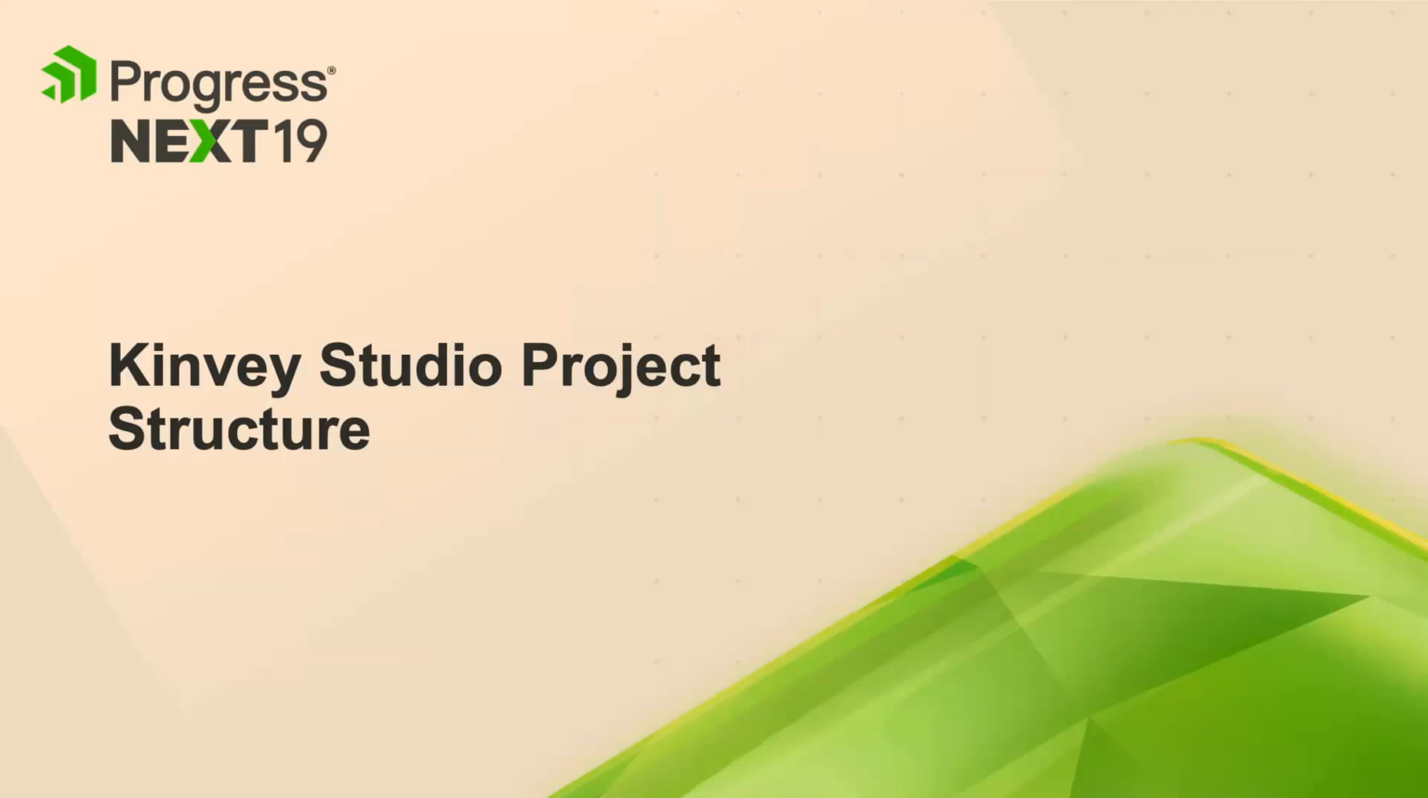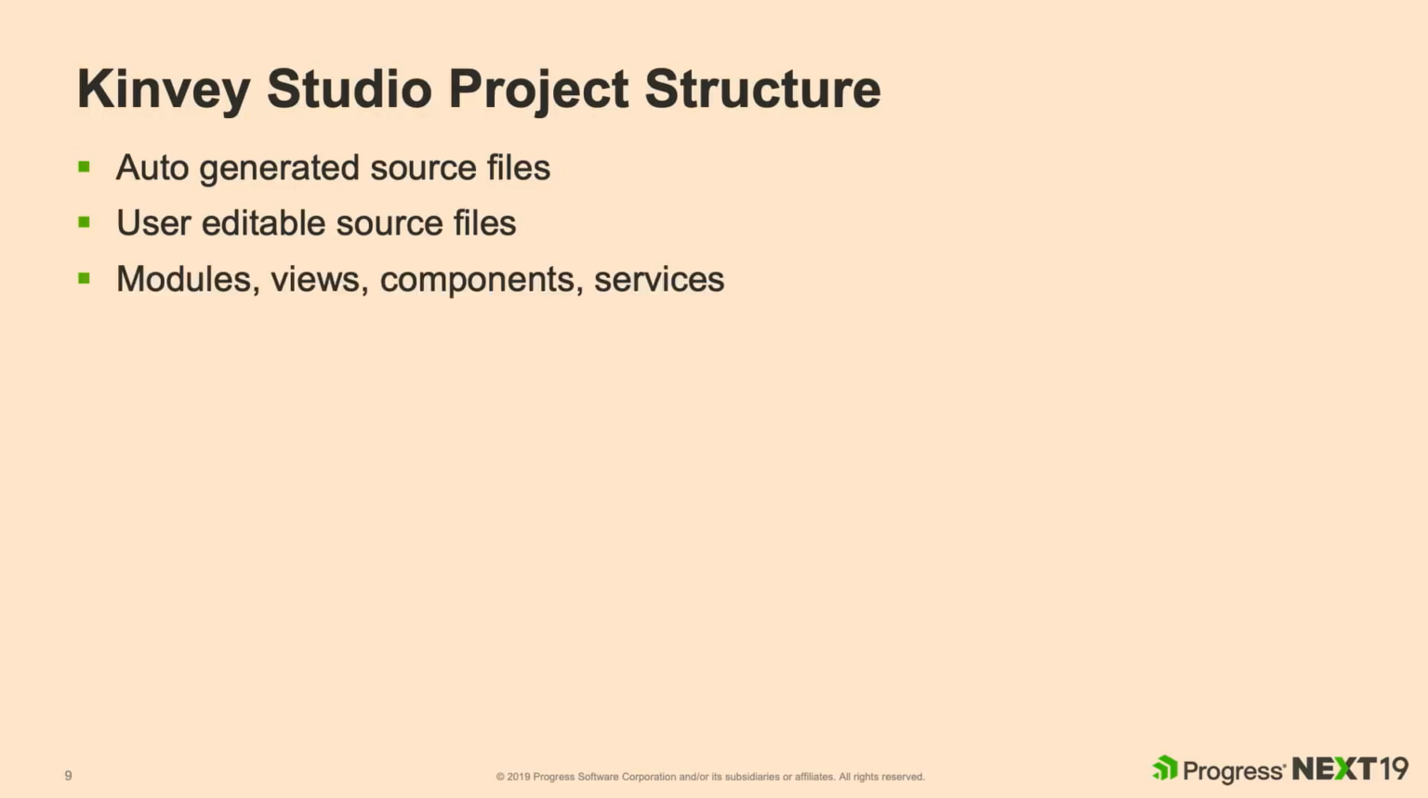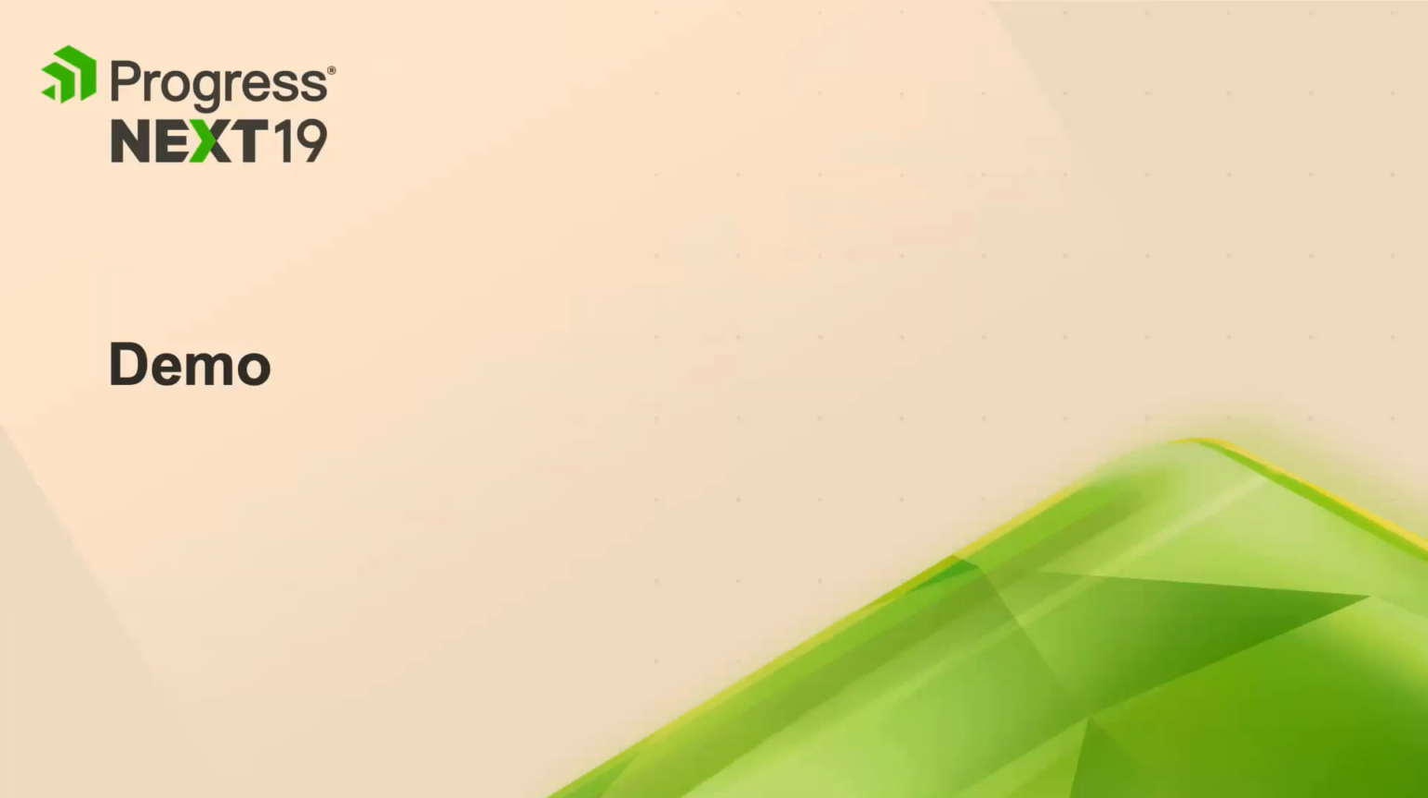So what does a typical project structure created with Kinvey Studio look like? There are two kinds of files in the project. There are auto-generated files, which are not supposed to be touched by the developers, and there are user-editable files where all the custom logic and custom code should go. The project is organized in modules, views, components, and services. Each view consists of an HTML file where the view presentation goes, a CSS file where the styling goes, and the component itself, where the JavaScript logic is.